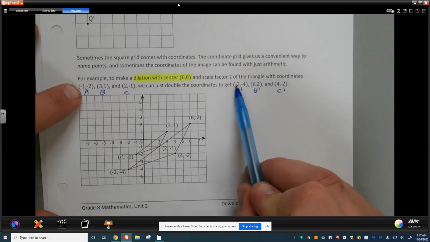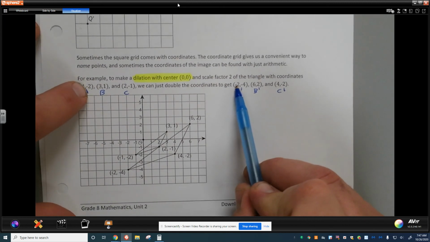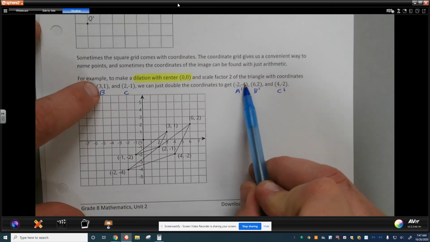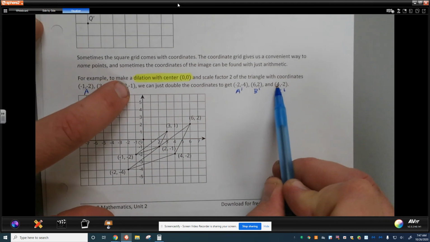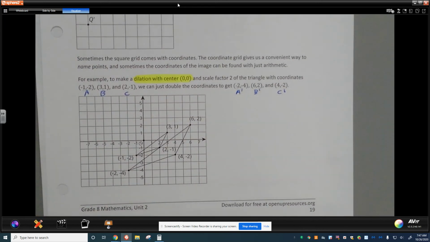-1 times 2 is -2. -2 times 2 is -4. 3 times 2 is 6. 1 times 2 is 2. 2 times 2 is 4. -1 times 2 is -2. You see the pattern.